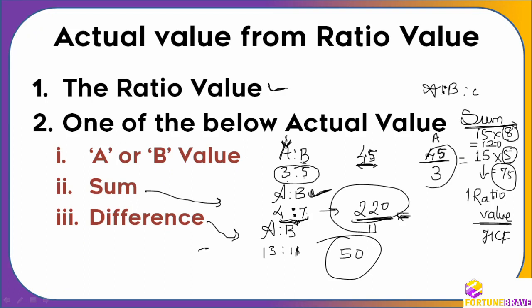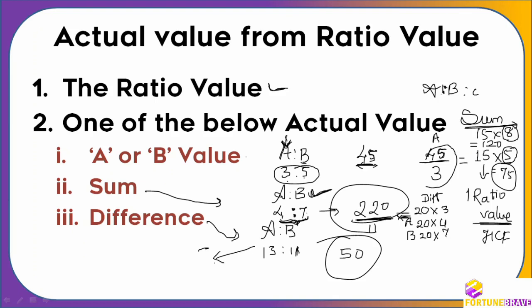So I'll get one ratio value as 20. Now you can multiply to find out. If you want to find out the difference, you will multiply by 3. This is the difference. If you want to find out the A value, multiply by 4. If you want to find out the B value, then multiply by 7. If you want to find out the sum, that is anyway given here.